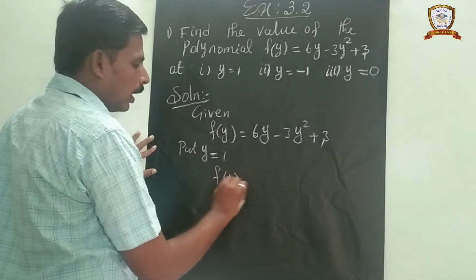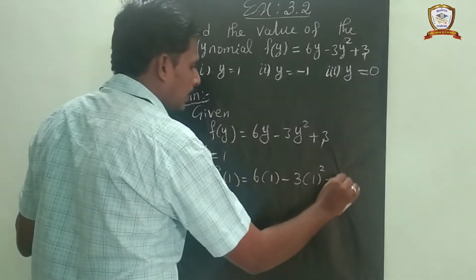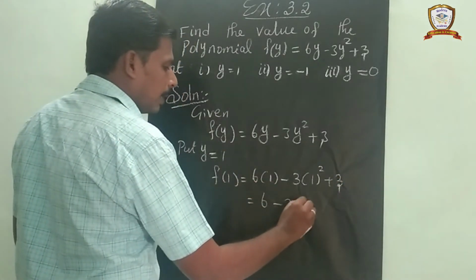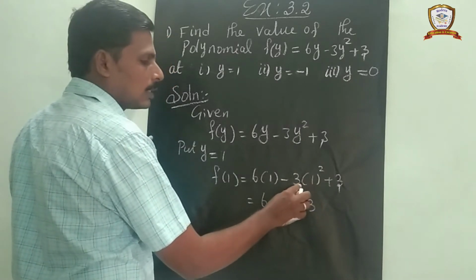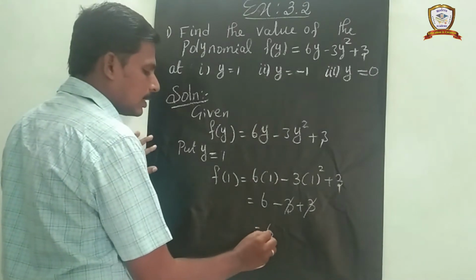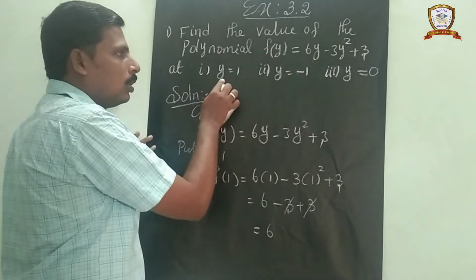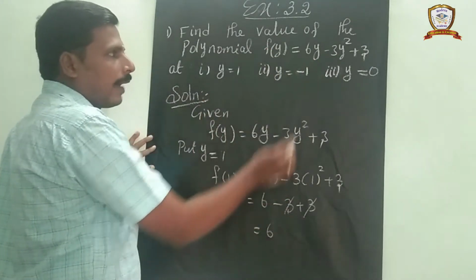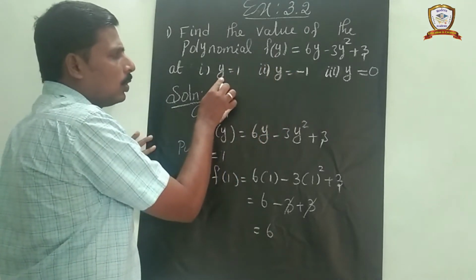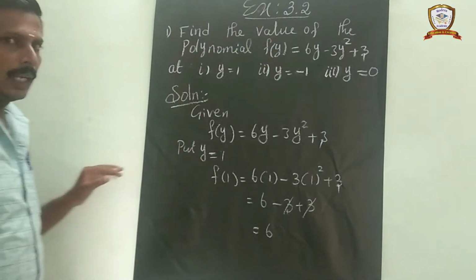So f of 1 equal to 6 into 1 minus 3 into 1 squared plus 3. Okay, 1 6s are 6, minus 3 plus 3. 1 squared is 1, 1 3 are 3, plus 3. So plus 3 and minus 3 are cancelled. So the answer is 6. The value of the polynomial f of y at y is equal to 1 is 6. Okay, are you clear?